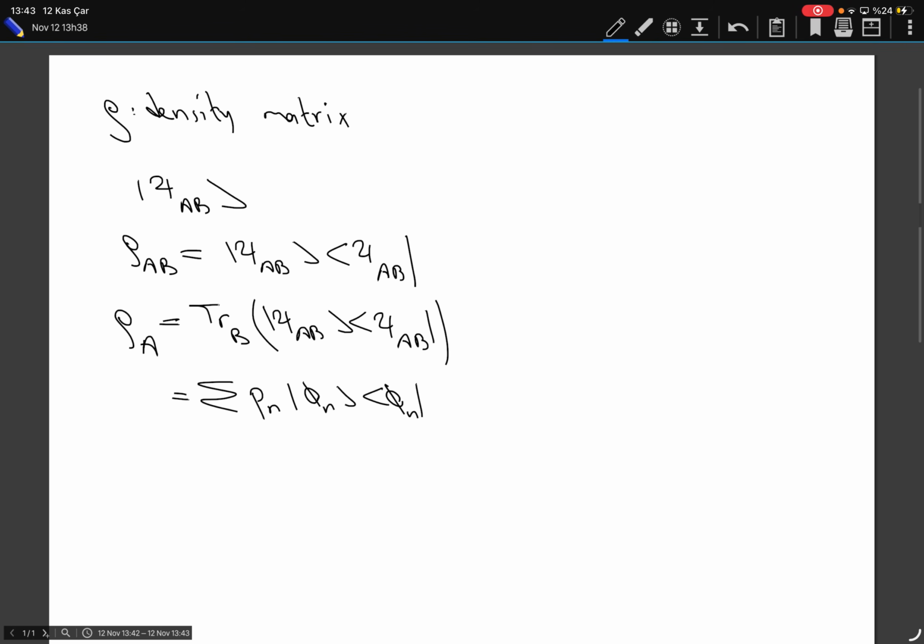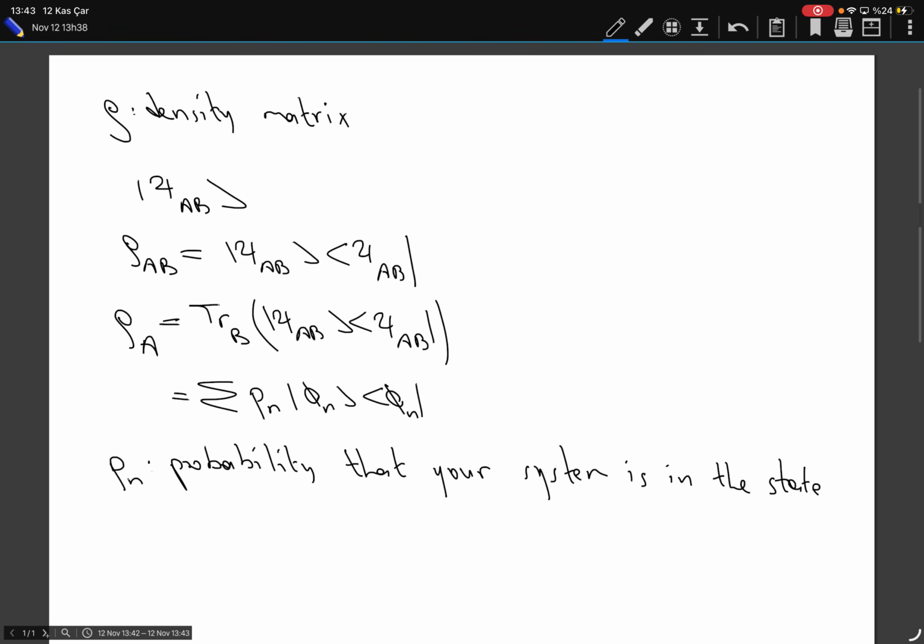What this means is, for your system now, you cannot really say anything about the state of the system, but it will be with a probability Pn that your system is in this state phi n. And keep in mind that these phi n's don't even need to be orthogonal to each other.